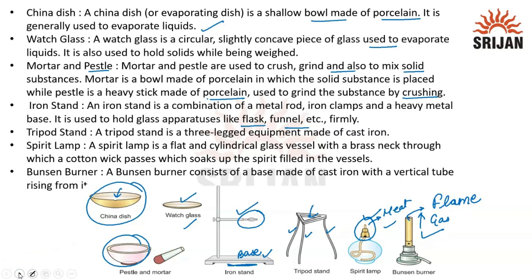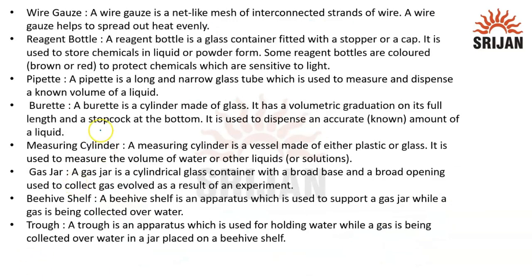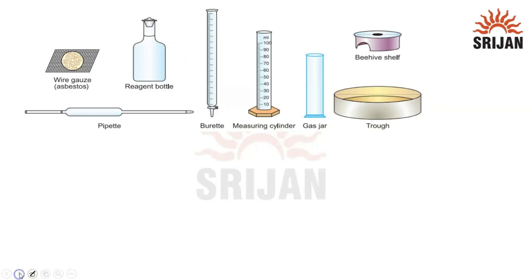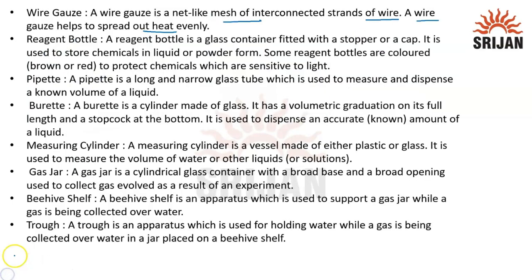Next up, we have another type of apparatus, the wire gauze. It's a net-like mesh of interconnected strands and it is used to spread out heat evenly. It means we put it on the burner to spread out the heat evenly. Here we can see this wire gauze. Then reagent bottles are glass containers which have a stopper or a cap, so they are used to store chemicals. Sometimes reagent bottles are colored and we put chemicals which are sensitive to light in them.